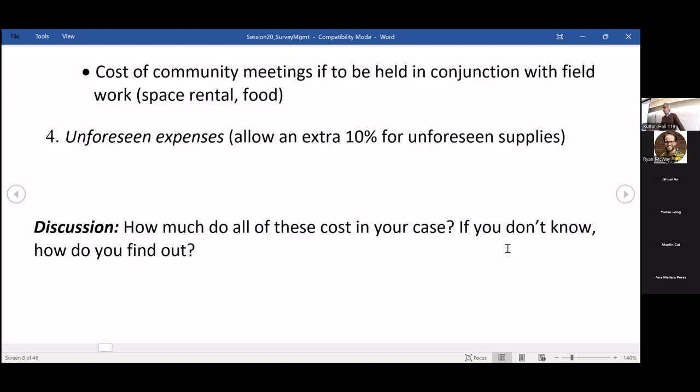And then you may have community meetings where you get the local leaders together and explain what you're doing, and may even interview them. You may interview local leaders to ask about things in their community, okay? And then there's always unforeseen expenses. So a standard thing to do is, when you're done with your budget, you add 10%, and you call that contingencies or something like that, okay? Okay, we're not going to do the discussion question here.